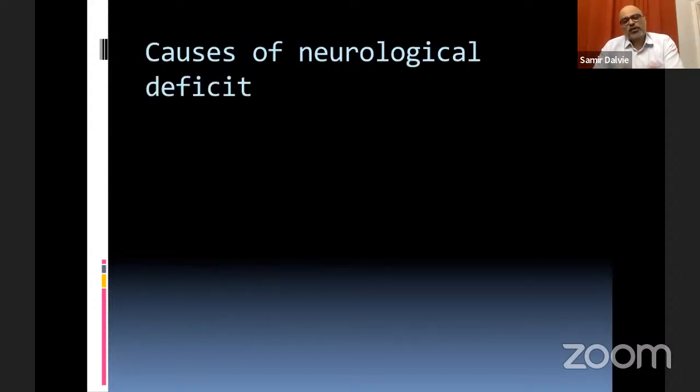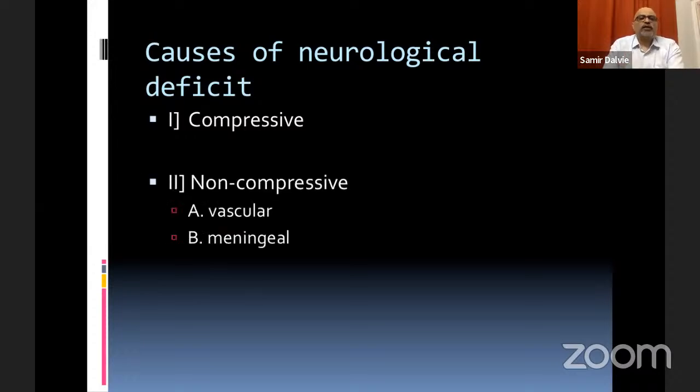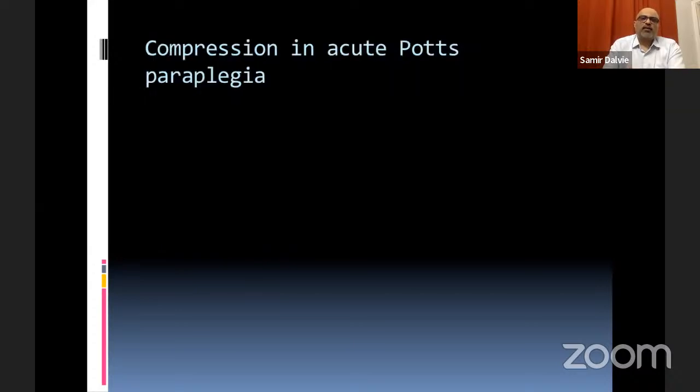Now coming back to the first indication, the neurological indication, we need to know, when we are operating on these patients, what is the cause of the neurological deficit. The cause, we all feel, is compressive; compressive is the main cause. There is no doubt about it. But there are also non-compressive causes. There are vascular changes which can take place, and there can be meningeal changes like meningitis or arachnoiditis, which can be a cause of a neurological deficit.